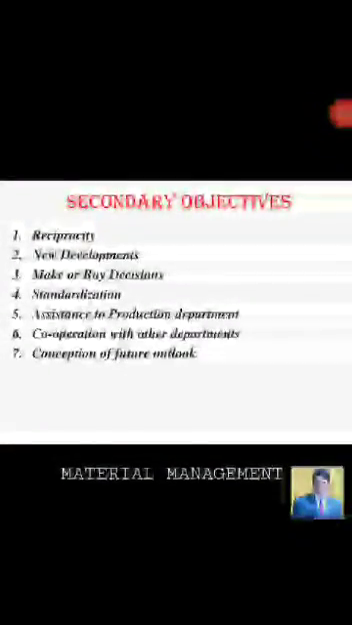So coming to the next type of objective, that is secondary objectives, which are indirectly related to material management. In that, the first objective is reciprocity. Usually reciprocity means what? The practice of exchanging things with others for mutual benefit.